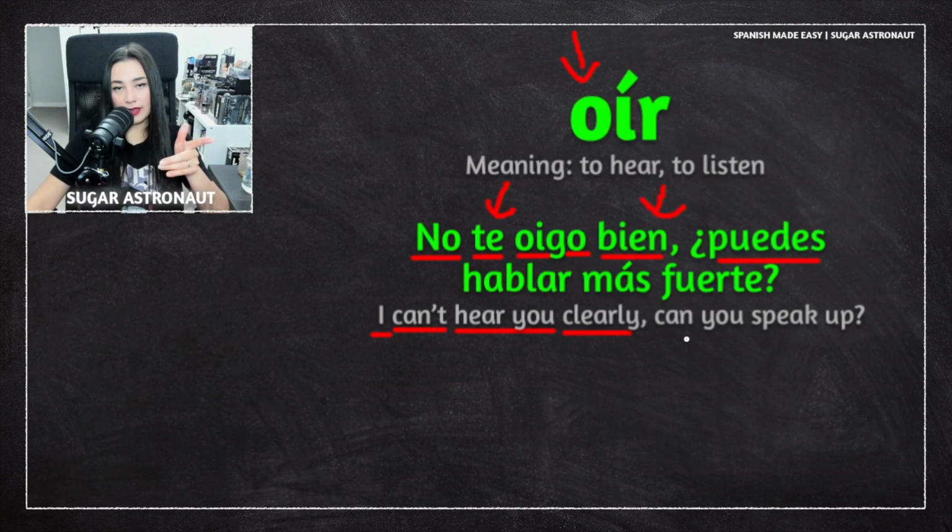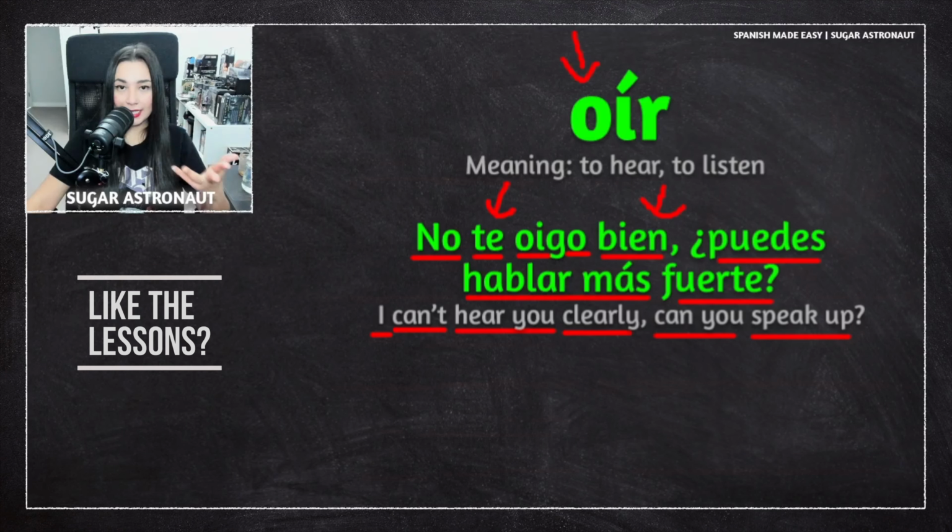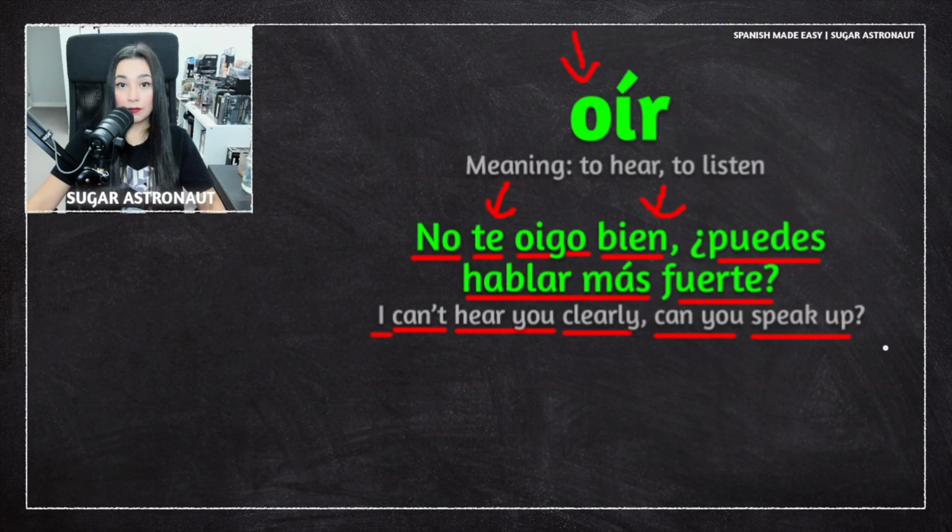Puedes, tú puedes, we don't need tú, but you're essentially saying, can you hablar más fuerte? This whole sentence means speak up. So maybe someone is speaking very quietly and you want that person to speak up because you can't hear them well. So you can say that. ¿Puedes hablar más fuerte? Can you speak up? So this phrase here, hablar más fuerte, that whole thing means speak up. You can say, for example, to someone, habla más fuerte, speak up, okay? So keep in mind that you might have to conjugate the verb hablar, which means to speak, to talk, if you want to use that particular phrase.